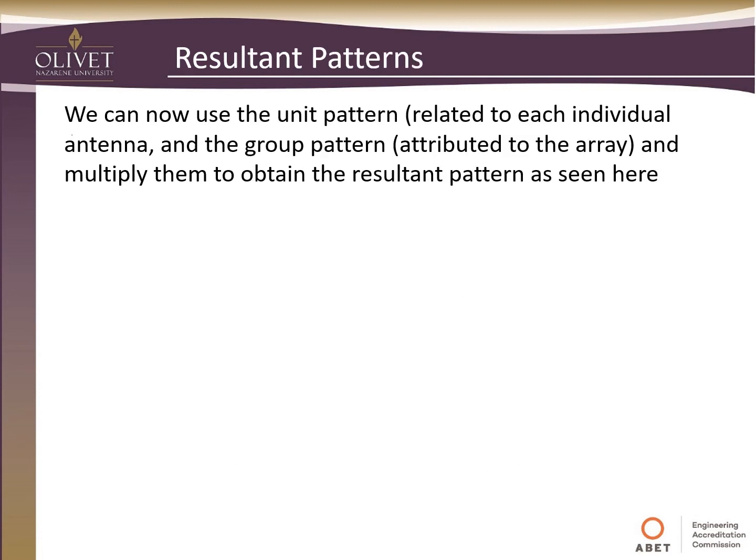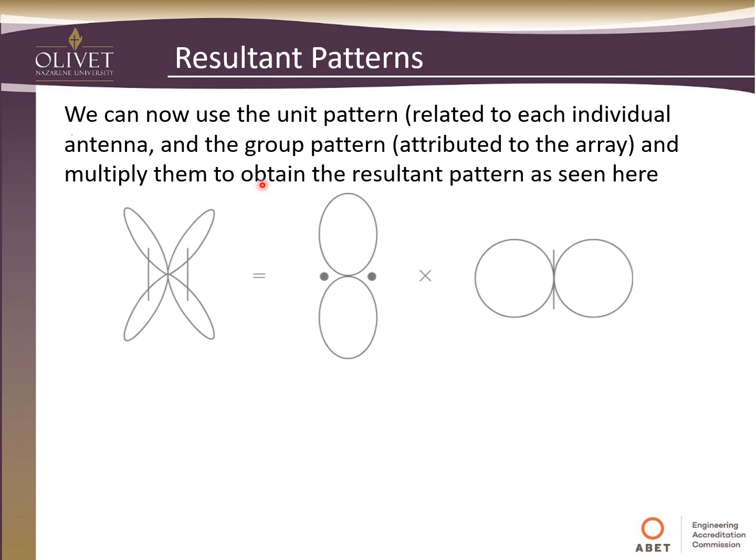So what about the resultant pattern? Those were all just group patterns, right? That's just part of the equation. We now want to use the unit pattern in relation to this with the group pattern to get us some resultant patterns. So what does this look like?